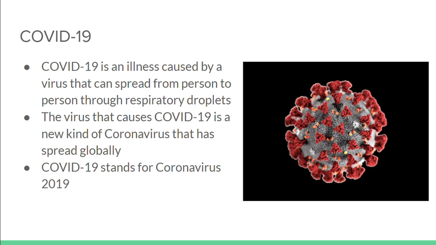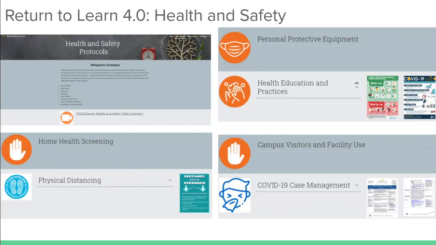So COVID-19 is an illness that's caused by a virus that can spread from person to person through respiratory droplets. The virus that causes COVID-19 is a new kind of coronavirus. There have actually been a lot of coronaviruses that have been around, and this is a novel coronavirus that has spread globally. COVID-19 stands for Coronavirus 2019.